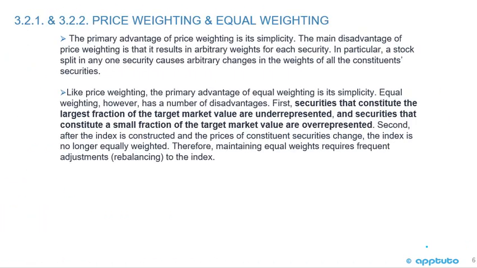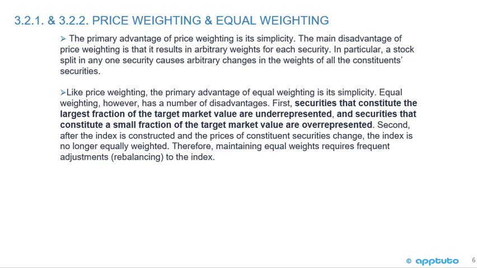So continuing with price weighting and equal weighting, the primary advantage of price weighting is its simplicity. The main disadvantage of price weighting is that it results in arbitrary weights for each security. In particular, a stock split in any one security causes arbitrary changes in the weights of all constituent securities.